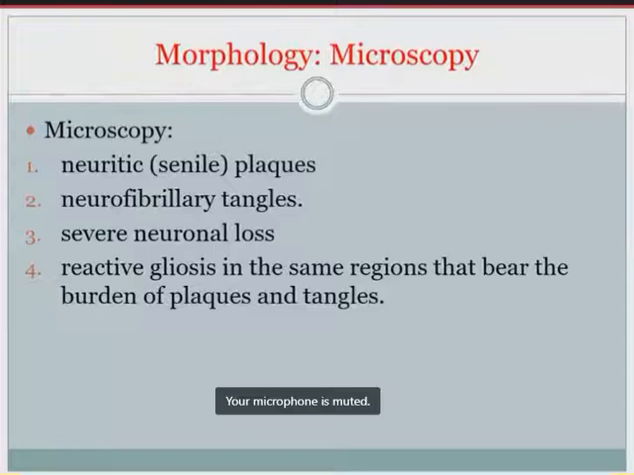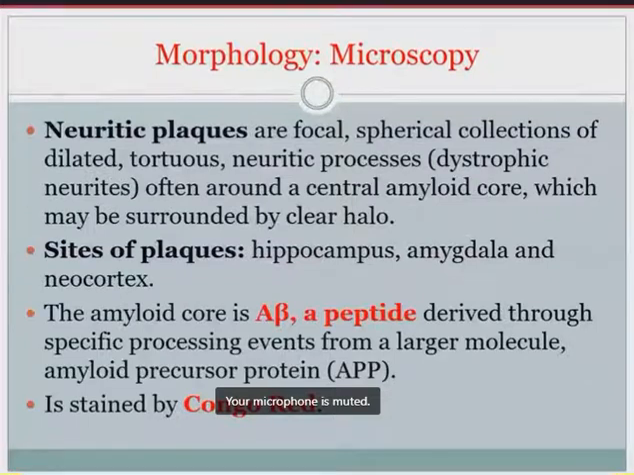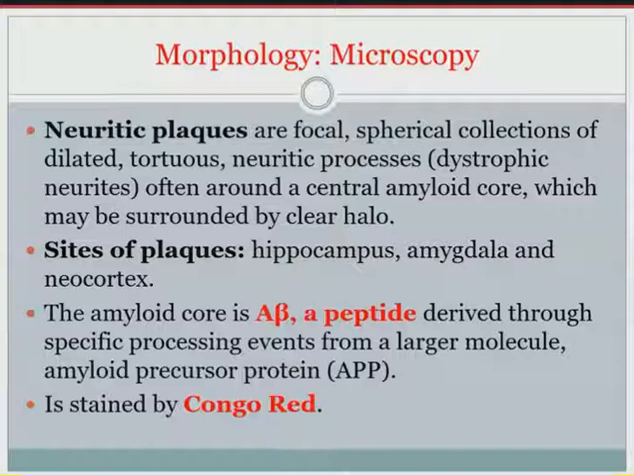So what are neuritic plaques? The neuritic plaques are focal spherical collections of the neuritic processes. These are usually found around a central amyloid core, which may be surrounded by a clear halo. So neuritic plaques are nothing but focal spherical collections of dystrophic neurites, found near a central amyloid core. The sites where you can see the neuritic plaques are hippocampus, amygdala, and neocortex.